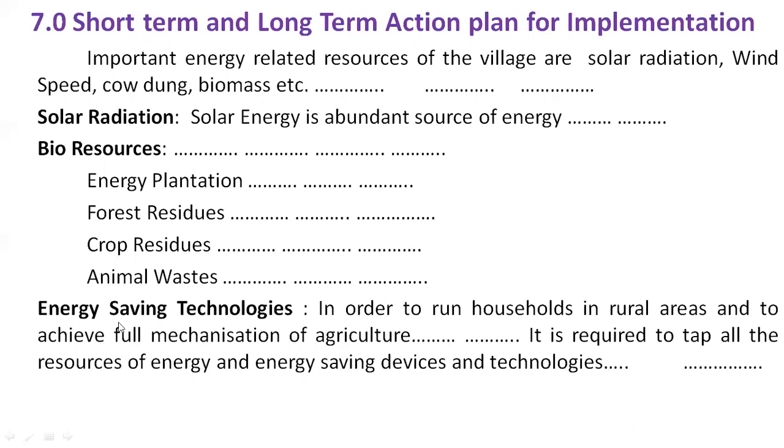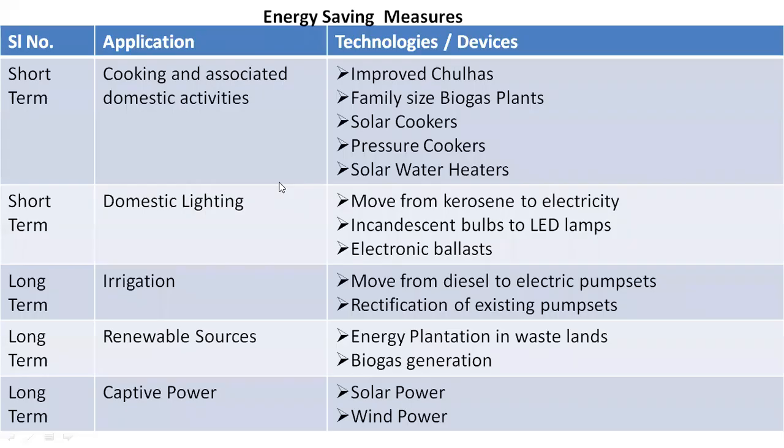And then you can say that annual energy saving technologies in order to run households in rural areas and to achieve full mechanization of agriculture, what are all required. And it is required to tap all the resources of energy and energy saving devices and technology. So assessing all these things, you will be fixing a short-term and long-term action plan for the village.